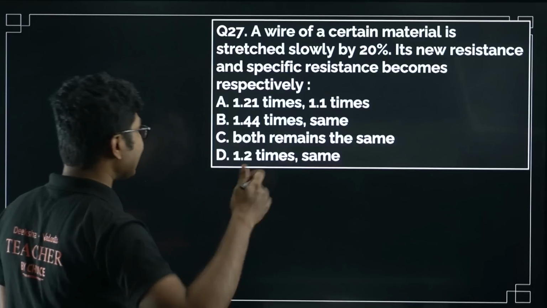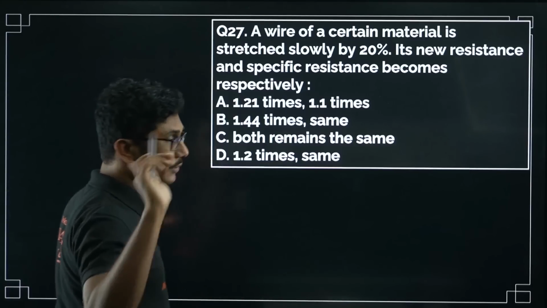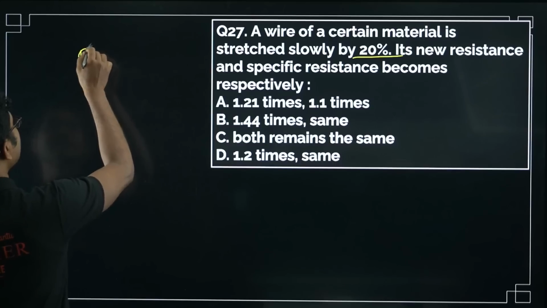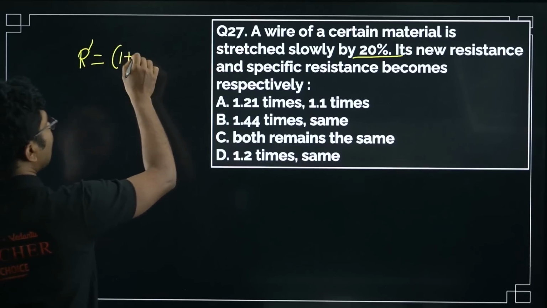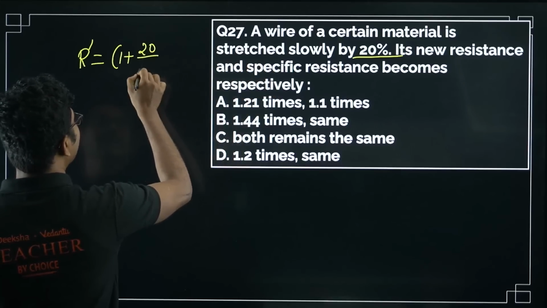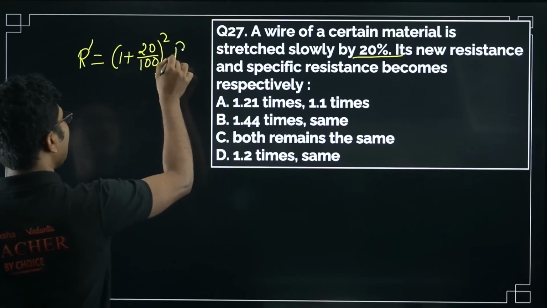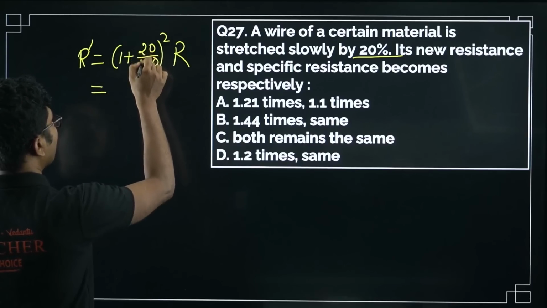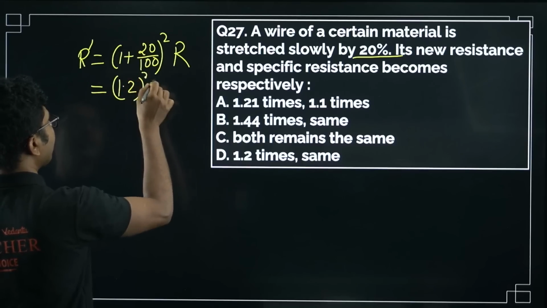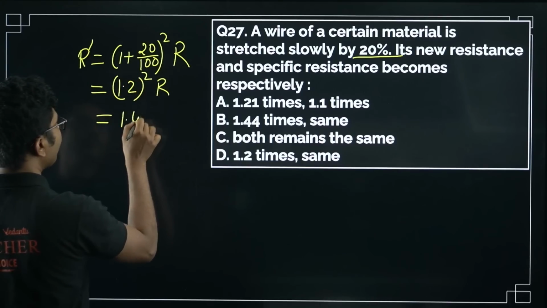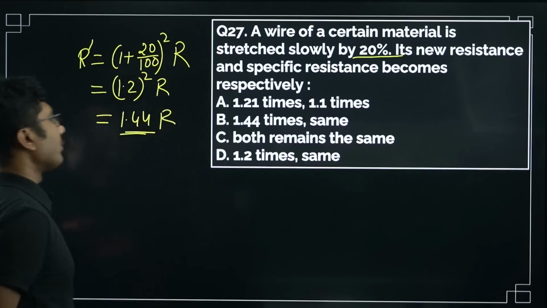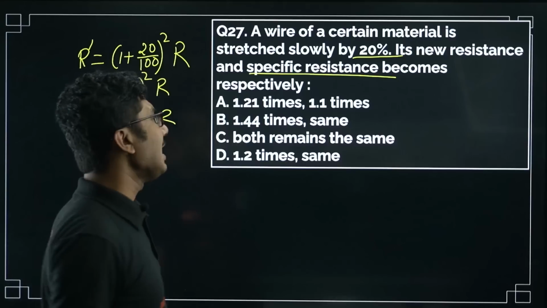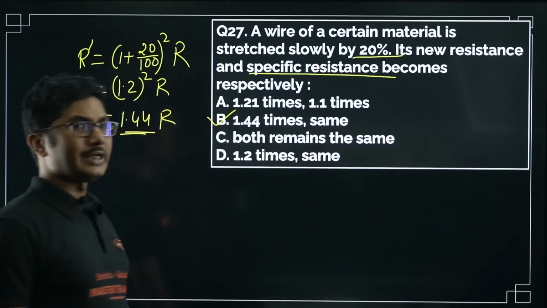As I said, what is the formula to calculate the new resistance if the length is increased by some percentage? The new resistance is (1 plus percentage divided by 100) whole square into the original resistance. So it will be 1.2 whole square into R. 1.2 squared is 1.44, so it will be 1.44 R, 1.44 times the original value, and the specific resistance or resistivity remains constant. So option B is correct in this case.